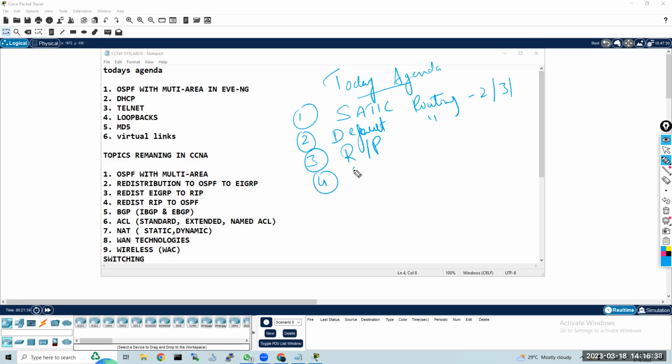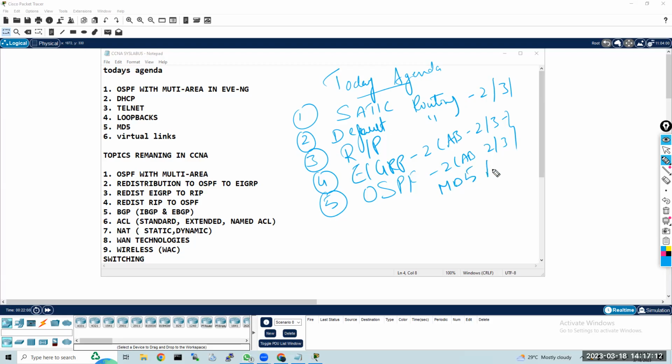Then the fourth topic, I'm going to discuss EIGRP. And the fifth topic, I'm going to start with OSPF. In EIGRP, we'll do 2 labs, with 2 routers and 3 routers. Same thing for OSPF also, we'll do 2 labs, with 2 and 3 routers. And here we'll also configure MD5 authentication.